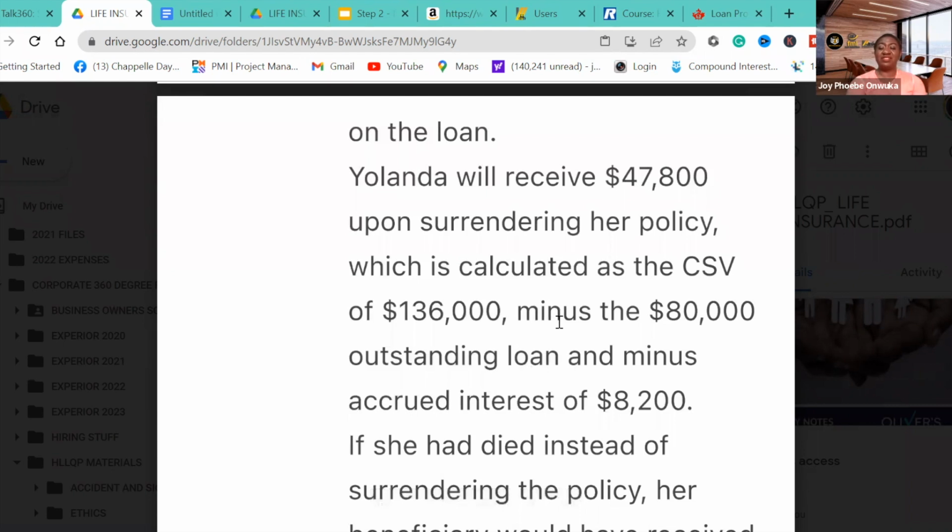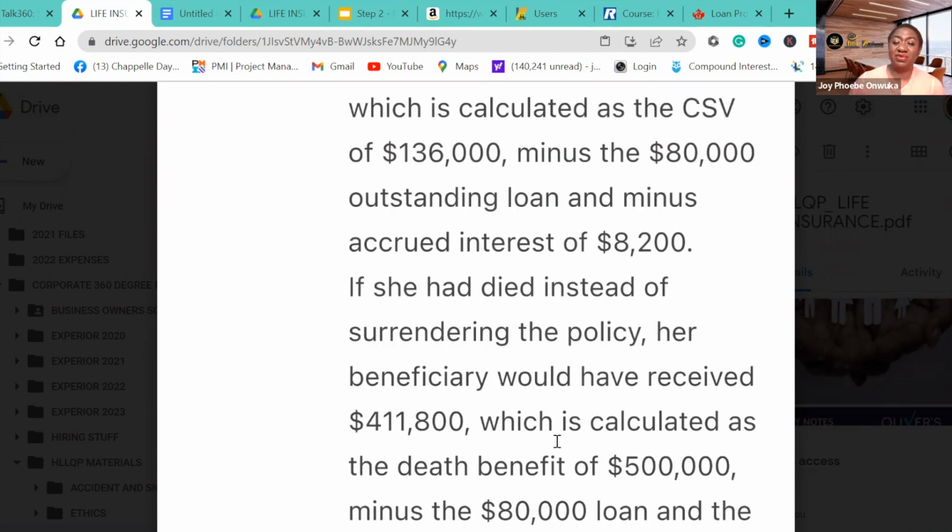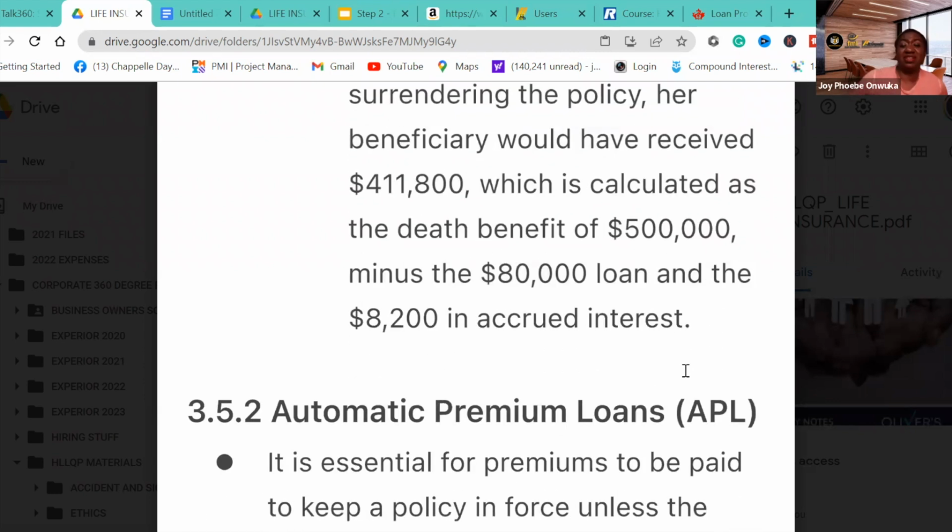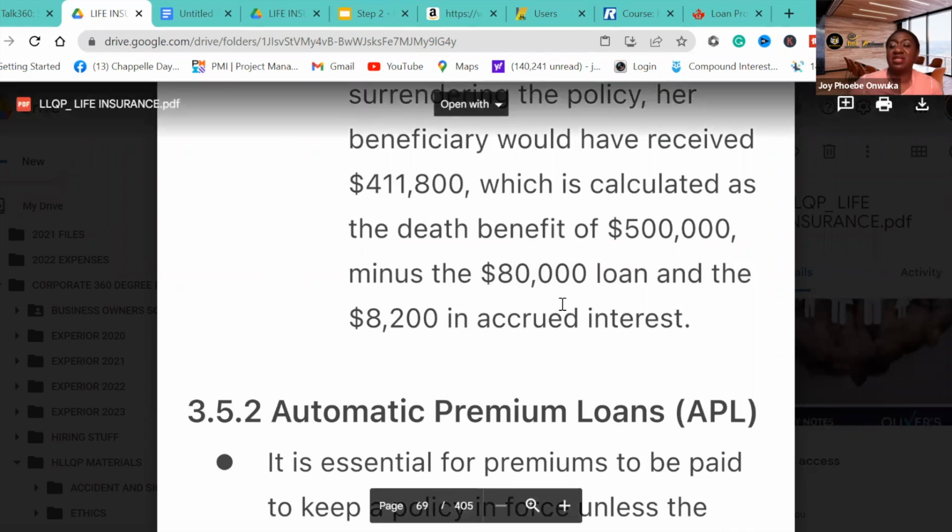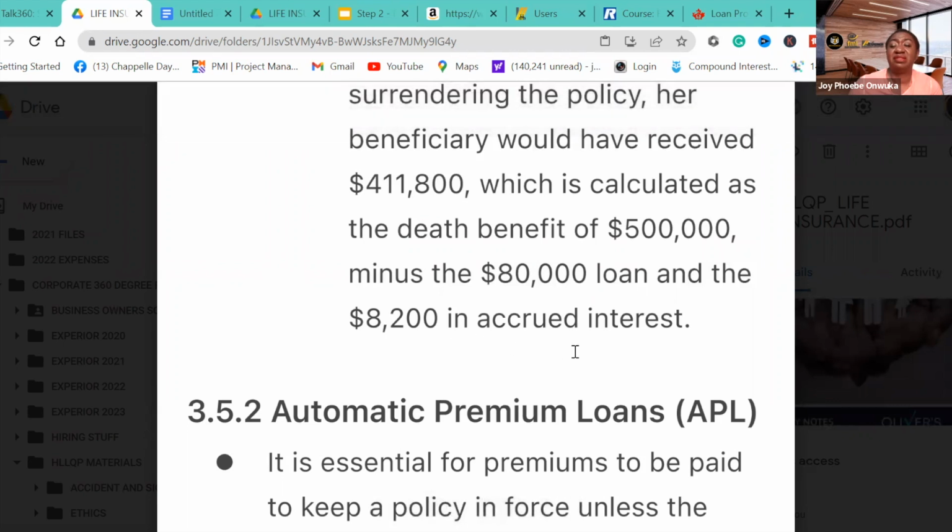Yolanda will receive 47,800 upon surrendering the policy, which is calculated as the cash surrender value of 136,000 minus the 80,000 she borrowed as outstanding loan, and also the accrued interest of 8,200. If she had died instead of surrendering the policy, her beneficiary would have received 411,800, which is calculated as the death benefit of 500,000 minus the 80,000 loan and then 8,200 of interest. Good.